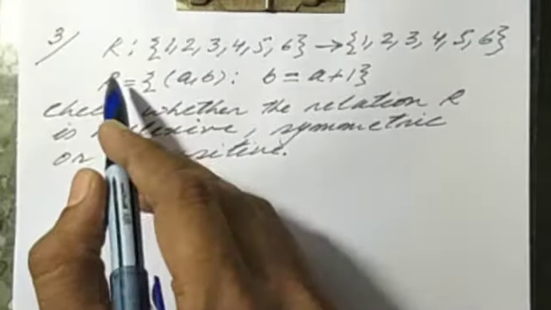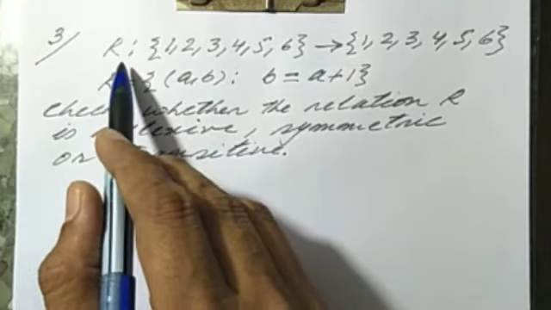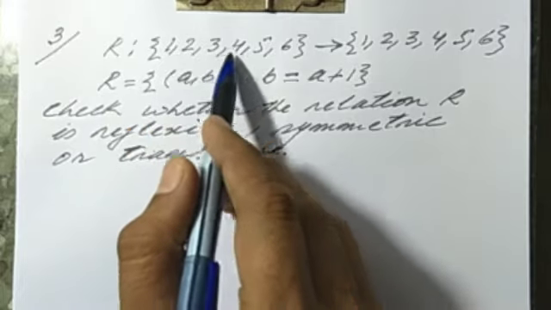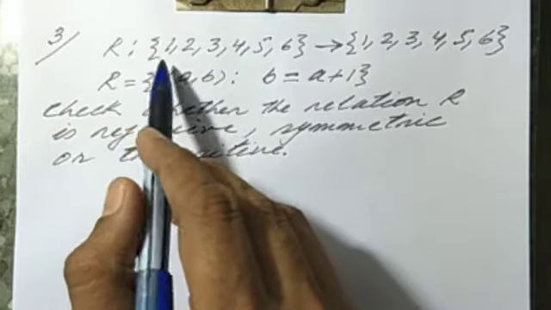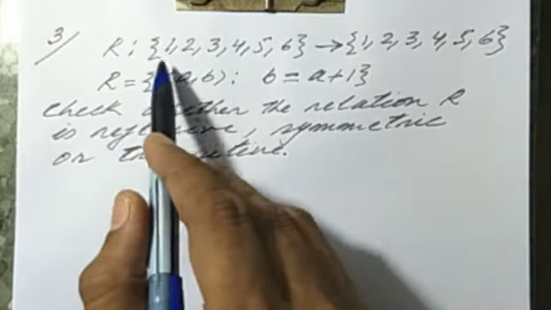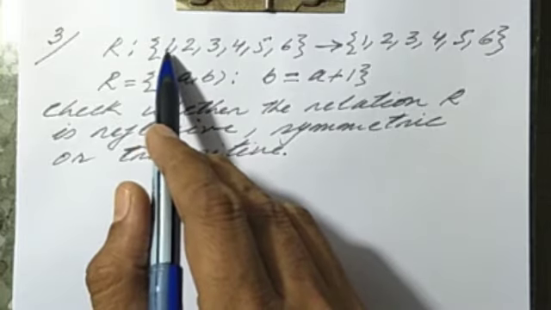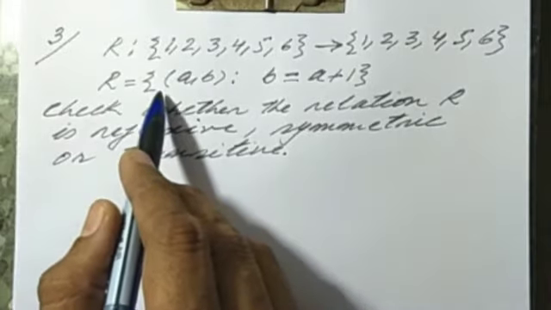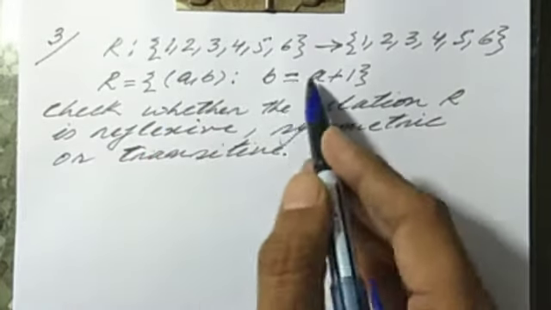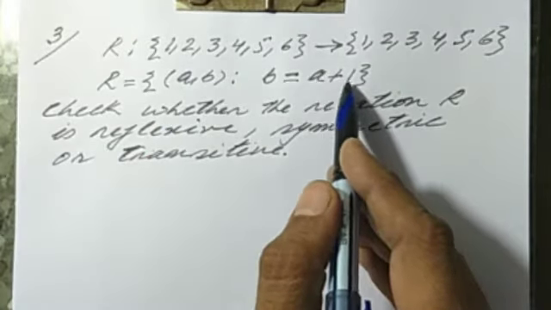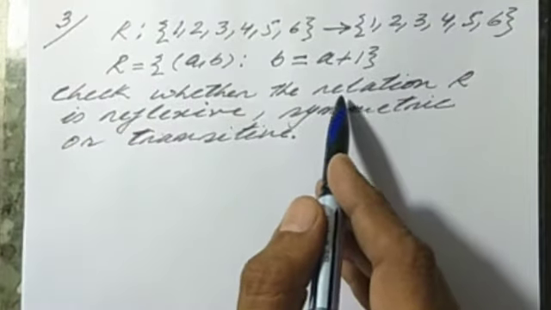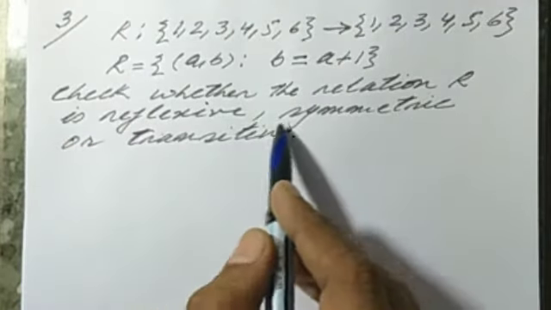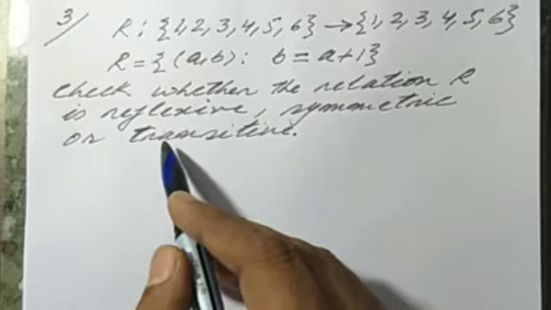Now sum number 3: R is a relation given in the set {1, 2, 3, 4, 5, 6}. That is, the domain and codomain is the set of first 6 natural numbers, and R is defined as the set of ordered pairs (a, b), where b is equal to a plus 1. And we need to check whether relation R is reflexive, symmetric or transitive.